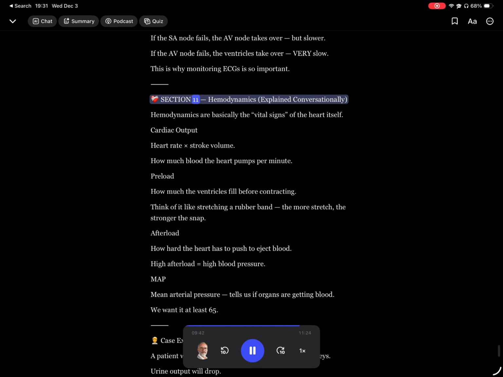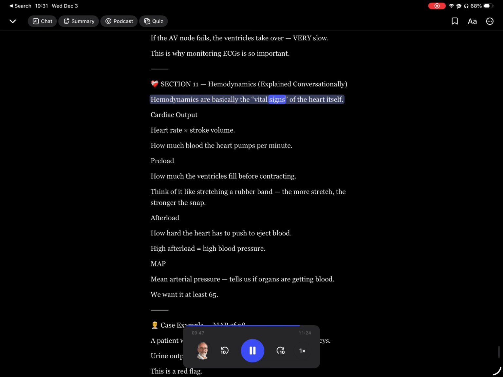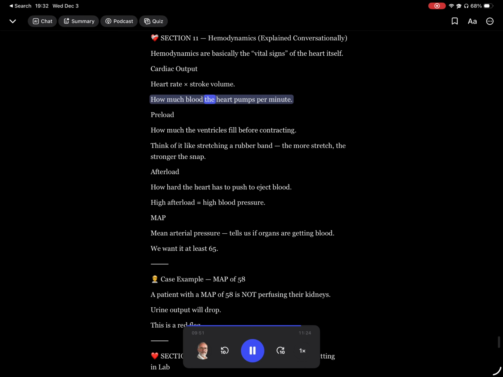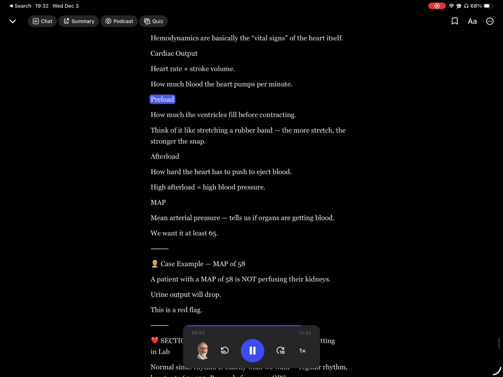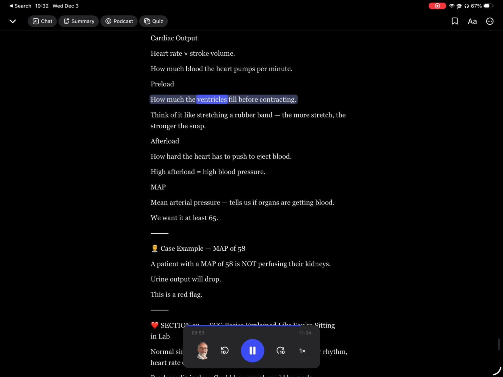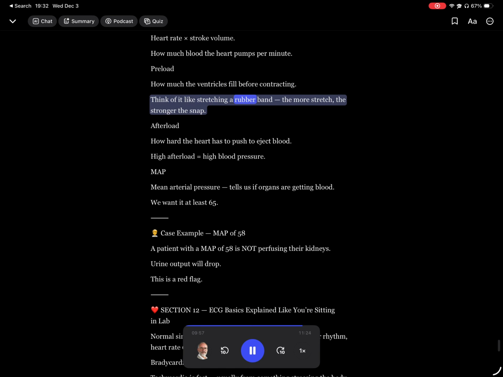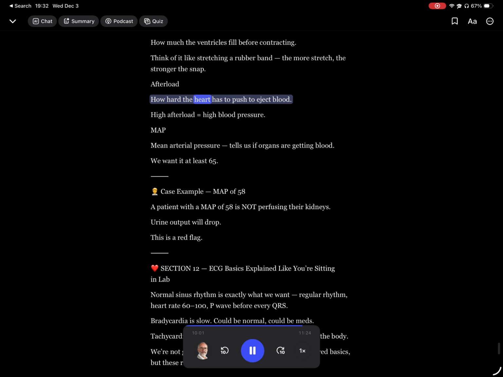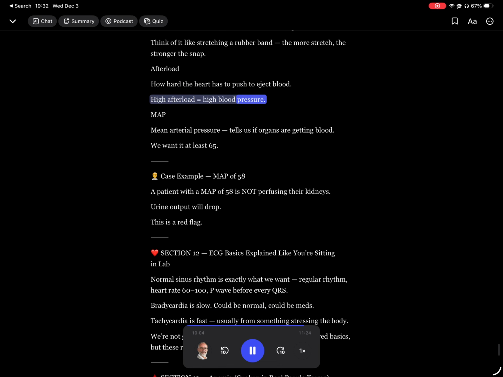Section 11. Hemodynamics. Hemodynamics are basically the vital signs of the heart itself. Cardiac output: heart rate x stroke volume, how much blood the heart pumps per minute. Preload: how much the ventricles fill before contracting. Think of it like stretching a rubber band. The more stretch, the stronger the snap. Afterload: how hard the heart has to push to eject blood. High afterload equals high blood pressure.